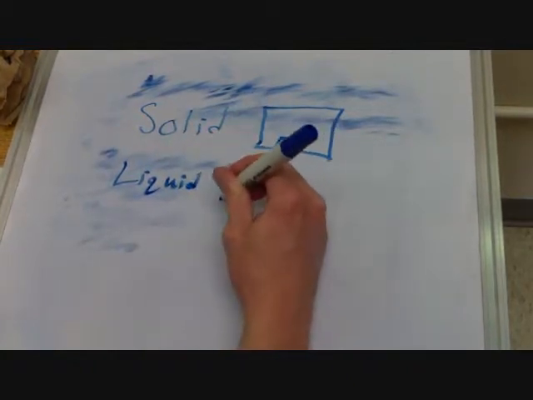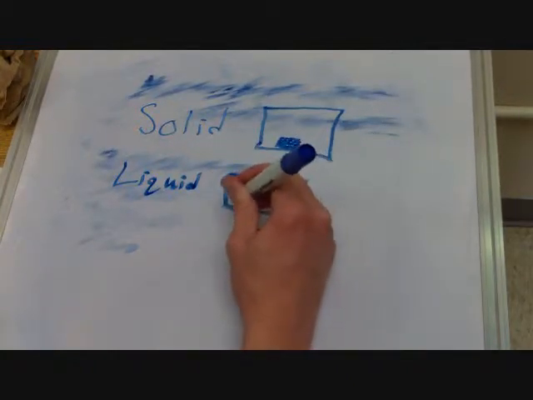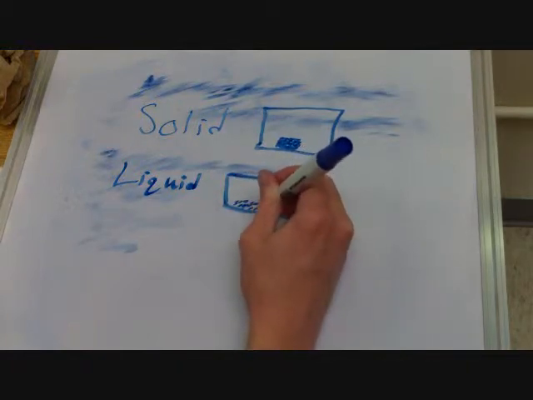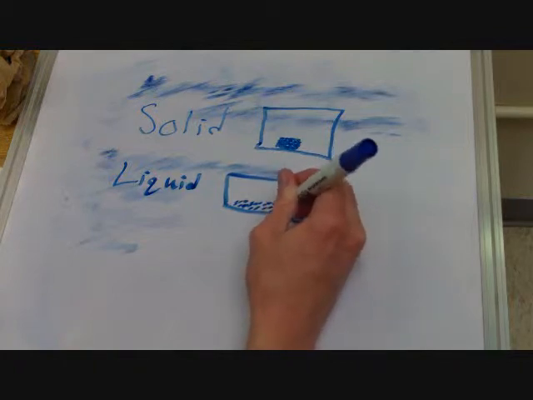Atoms are made up of three types of particles: protons, neutrons, and electrons. These particles all contain a different charge. Protons have a positive charge, neutrons have a neutral charge, electrons have a negative charge.